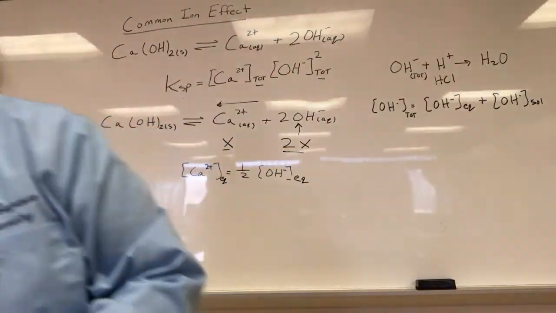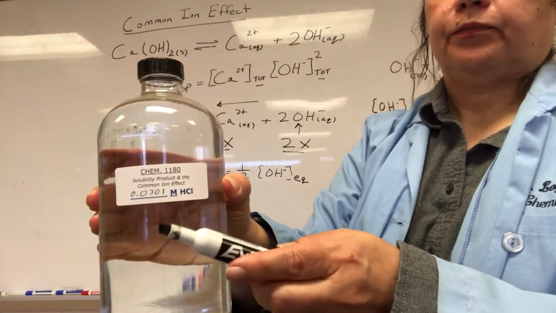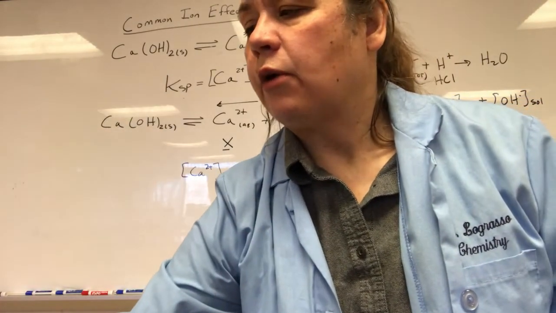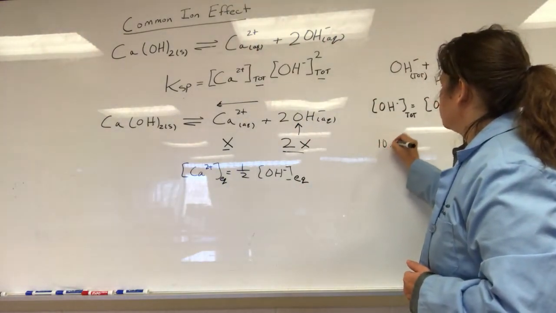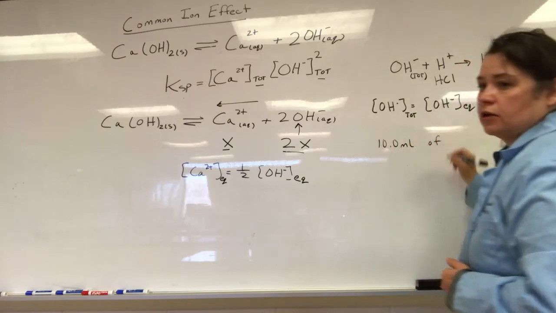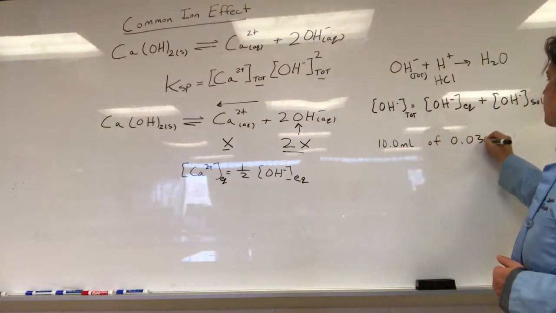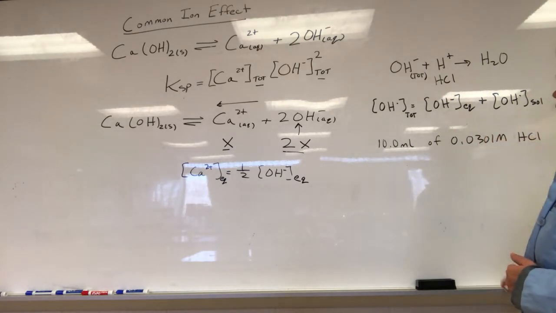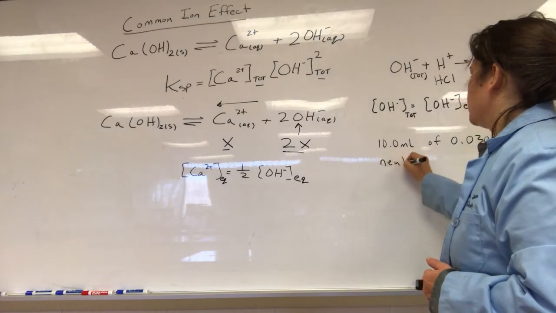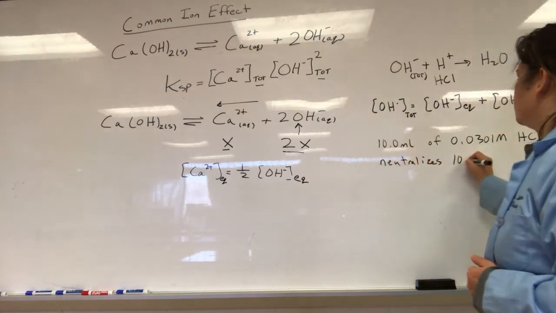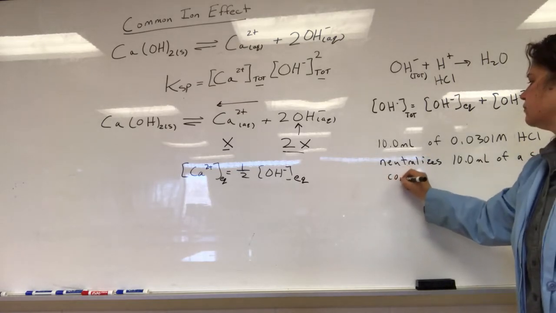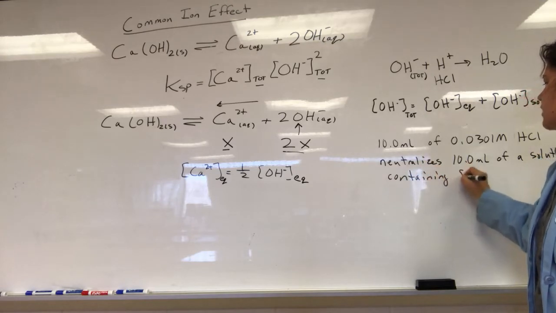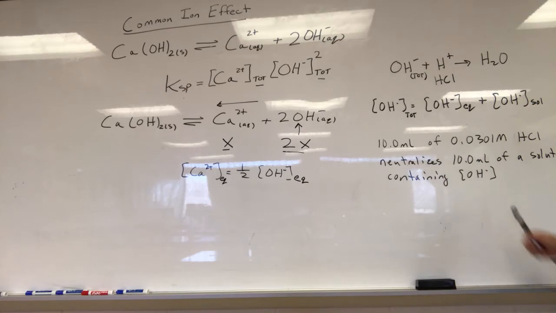The hydrochloric acid we're going to use has this concentration here. So just to remember how we would calculate that, if we used 10 milliliters of 0.0301 molar hydrochloric acid, and we use that to neutralize 10 milliliters of a solution that contains hydroxide, and the hydroxide is the only thing that reacts with the hydrochloric acid, we should be able to calculate the concentration of the hydroxide.